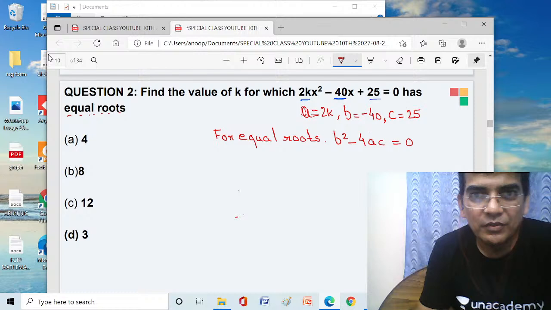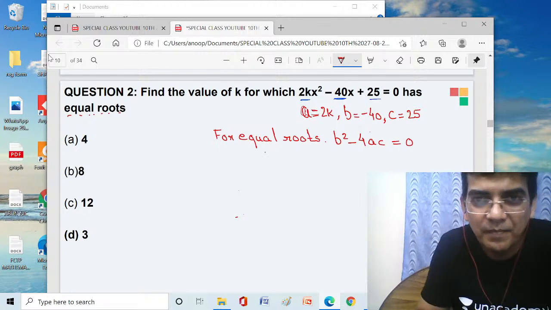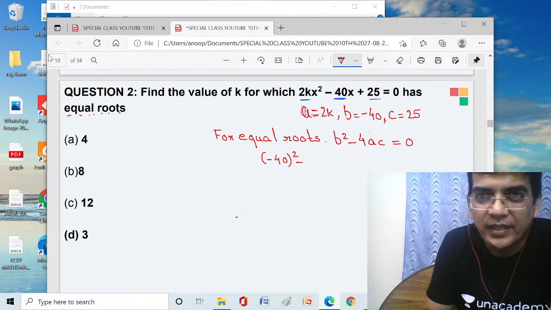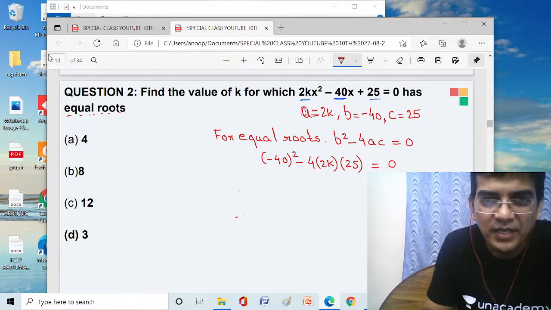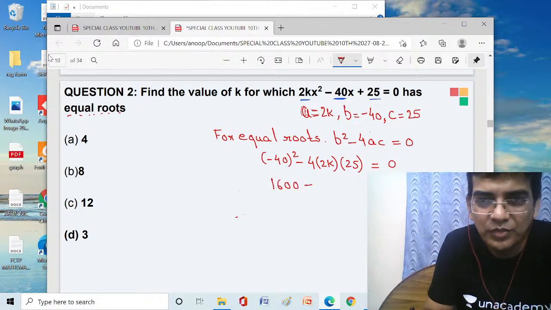So let's substitute the values over here. b is minus 40. Next we have 4 into a. Now a, as you can see, is 2k. And c is 25, equal to 0. Now minus 40 square will give you 1600, minus 25 into 4 is 100, into 2k. That will make it 200k, equal to 0.